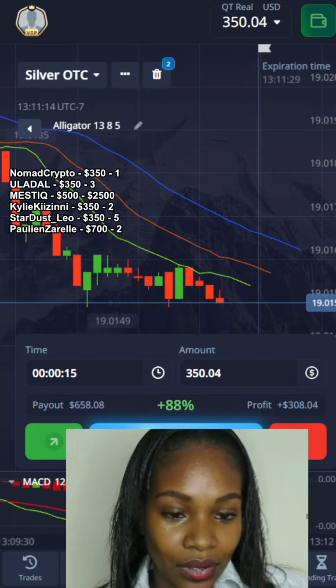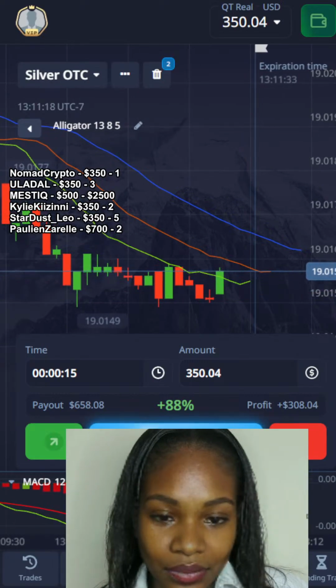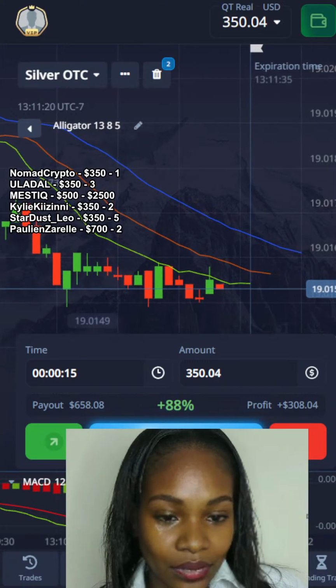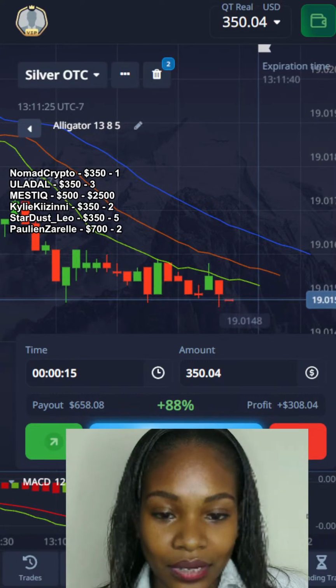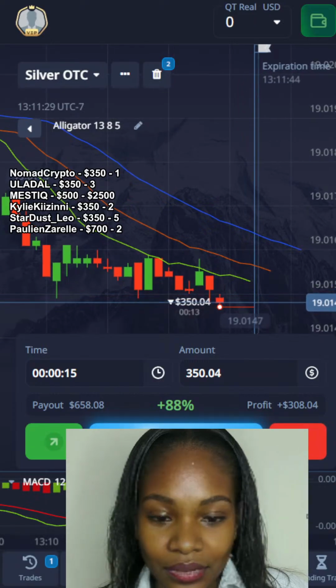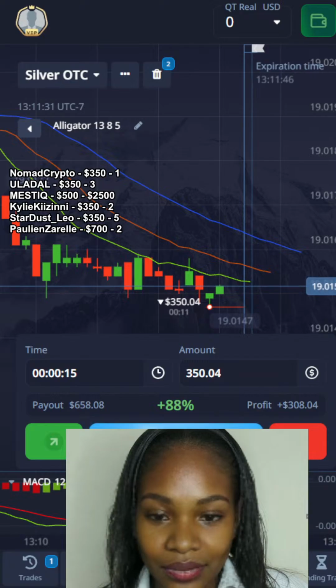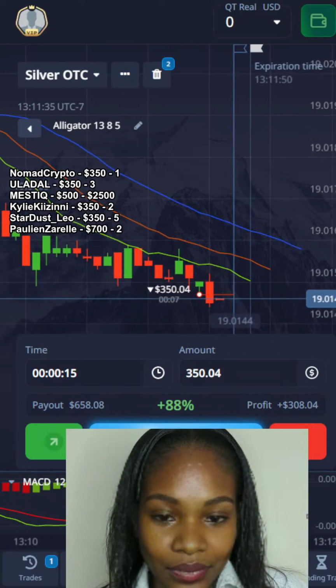Paul is asking what time frame is this? 1 second or 1 minute? For the candles, it's 5 seconds. Then for the chart, it's 15 seconds. Then the expiration time is 15 seconds as well.